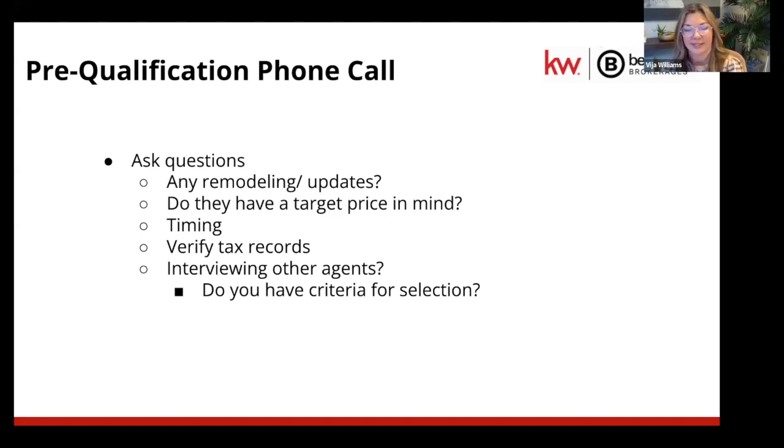Why do you guys think that's important? Does it change your pricing? It shouldn't. No, but why do you guys think it's important to know what you're walking into? Bueller. Why do you guys think it's important to know what the seller is thinking about price?